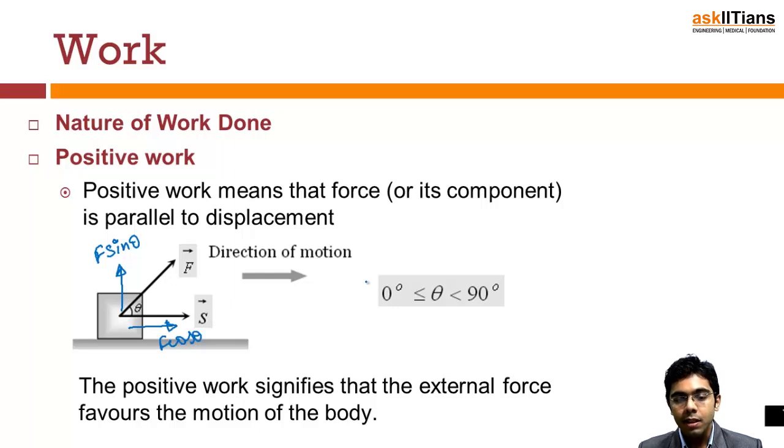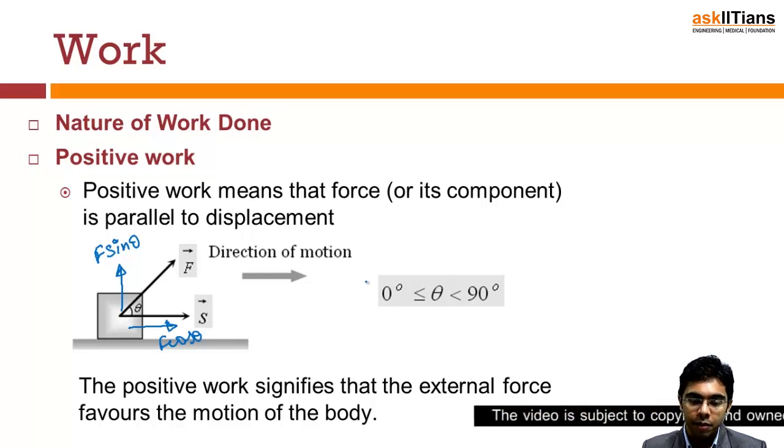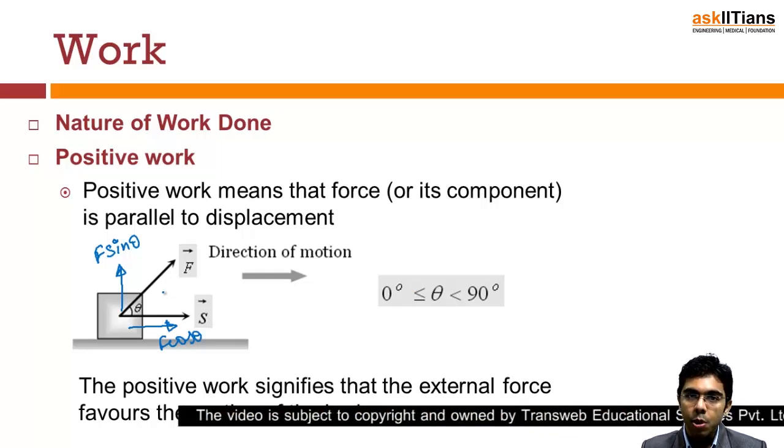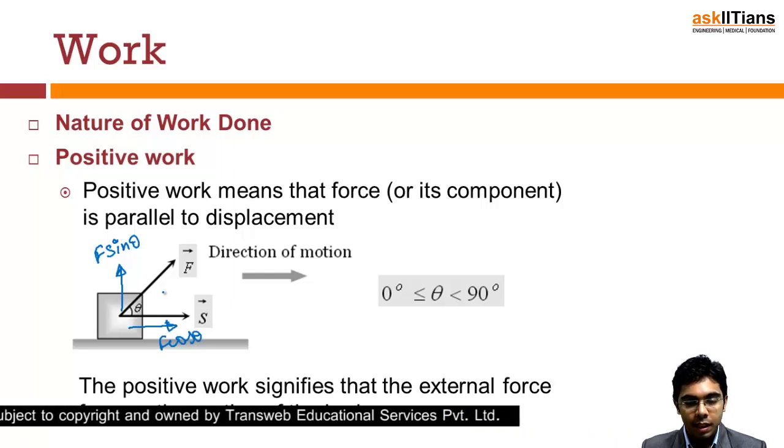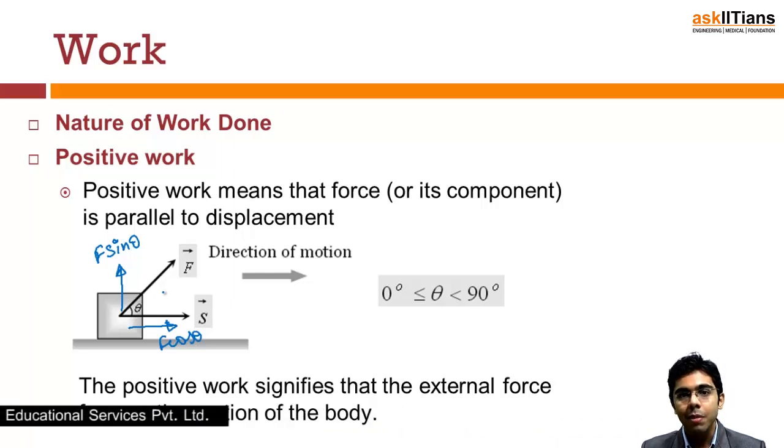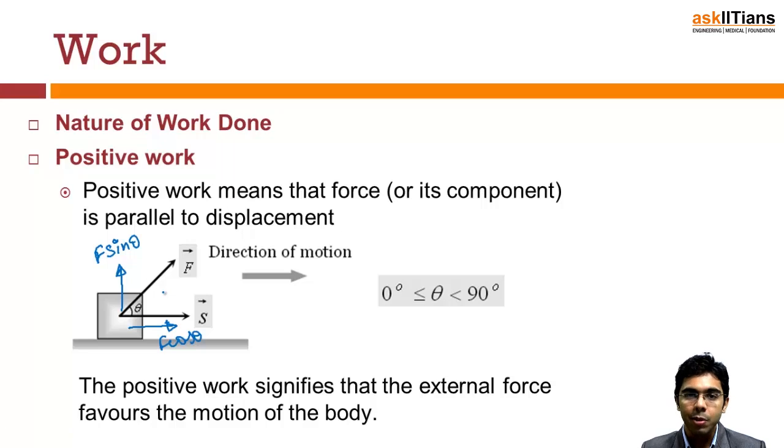So therefore we can say that the work will be positive, since the F sin theta component will not contribute any work, because this component is making an angle of 90 degrees with the displacement. So this will not contribute in calculating work done. What exactly does it signify? It signifies that the external force favors the motion of the body.